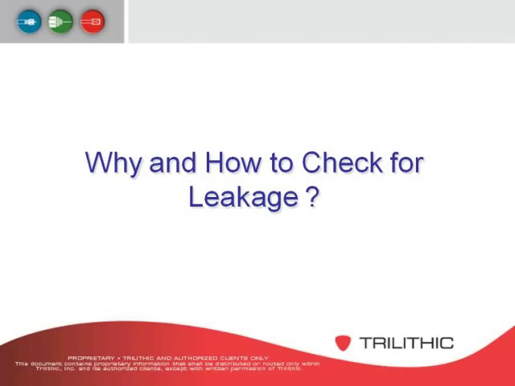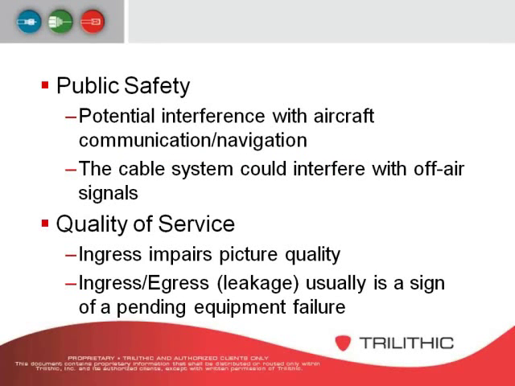So why and how to check for leakage? The why is for public safety. Potential interference with aircraft communication. I mean, if your leak is high enough, it can interfere with their communications, and that's definitely frowned upon. The cable system could interfere with off-air signals as well. The quality of service: ingress impairs picture quality. Ingress or signal leakage, egress, usually is a sign of a pending equipment failure, that there's some equipment that's about to have a problem.